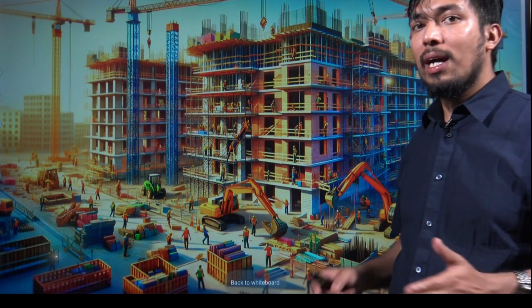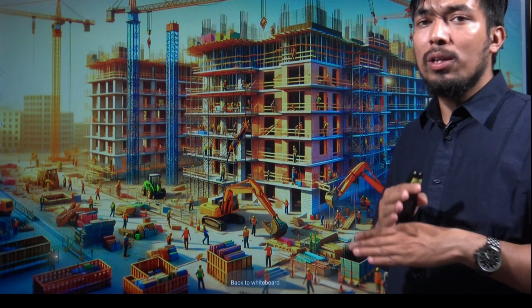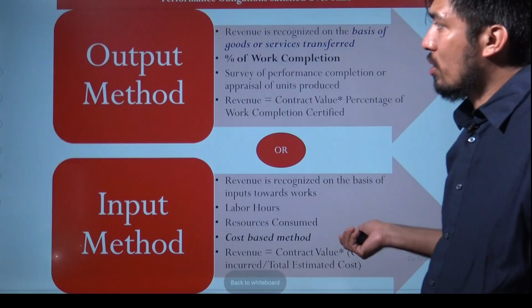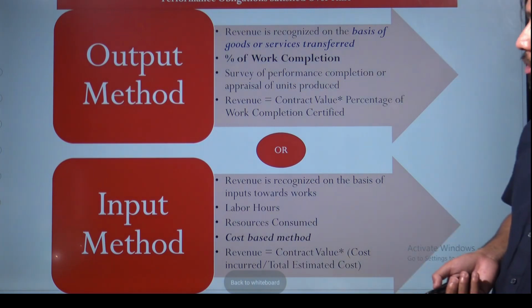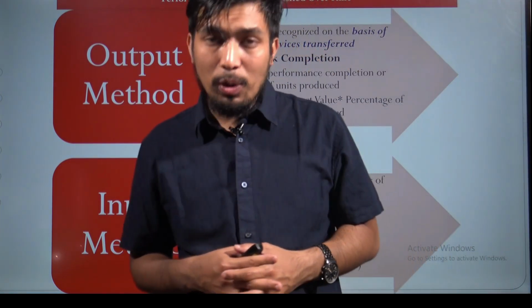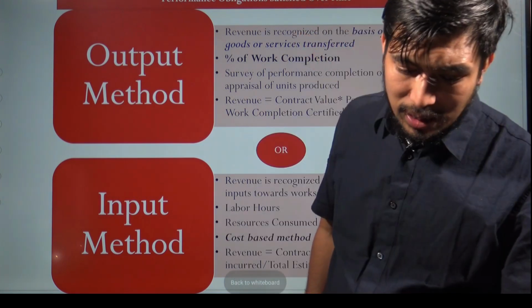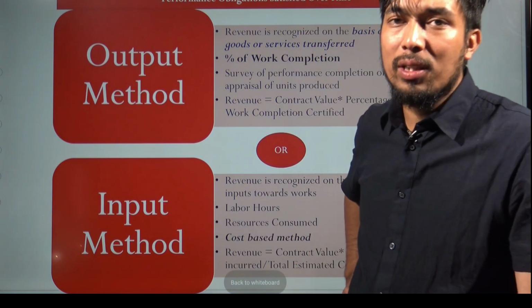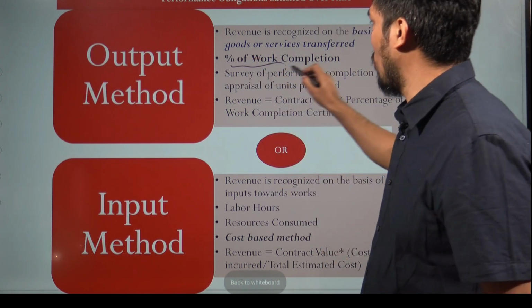So to break down the construction price or construction contract amount over the period of time, we can use two methods. One is the output method and the other is the input method. What is the output method? We can recognize the contract price on the basis of output, on the basis of percentage of work completion.